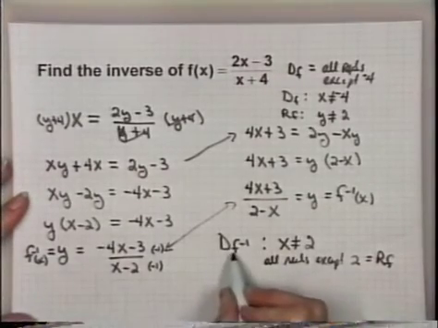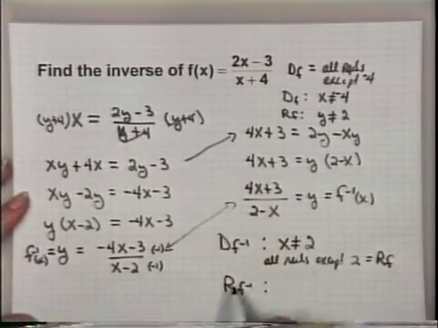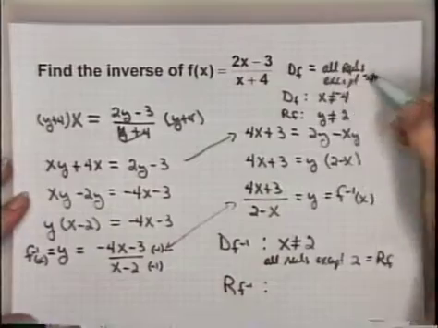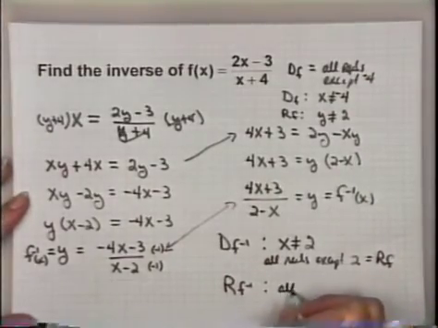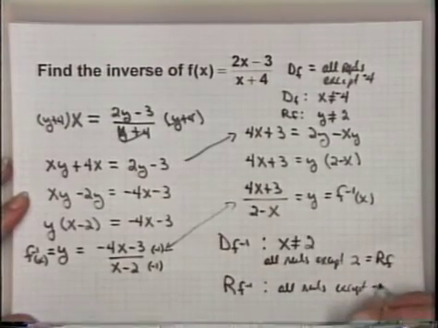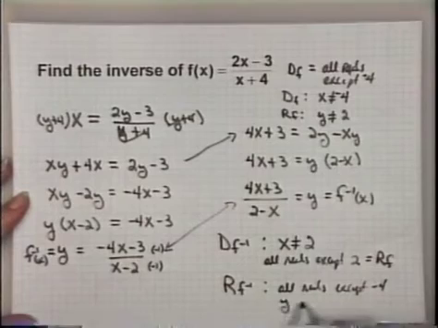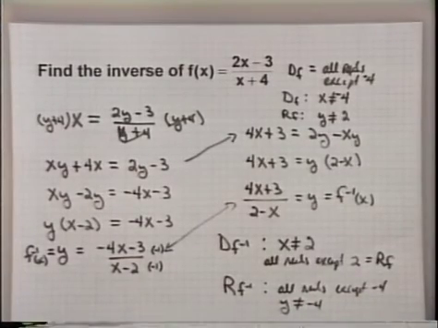By the same reasoning, I know that the range of my inverse function is the same thing as the domain of my original function. So my range of my inverse is all reals except -4, or if we want to say it, our y values can't be -4 on our inverse function.